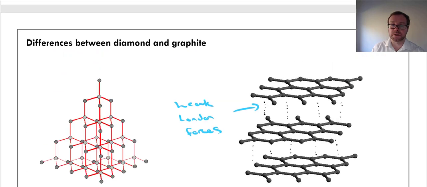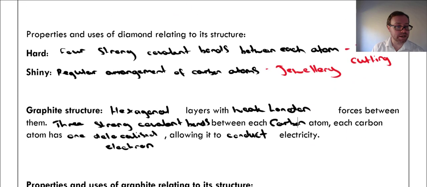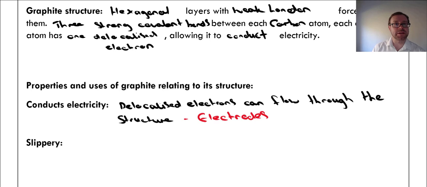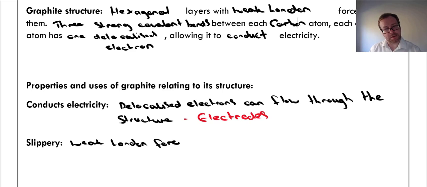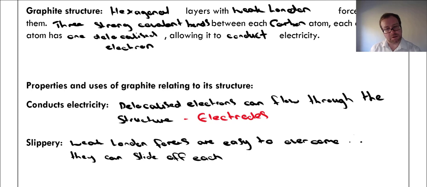Well, if we go back up to look at this diagram, we've got these weak forces between the layers, right? So if we've got weak forces between the layers, it means they're easy to break. So the weak London forces are easy to overcome. Therefore, they can slide off each other. And because they're easy to overcome, it makes them slippy.